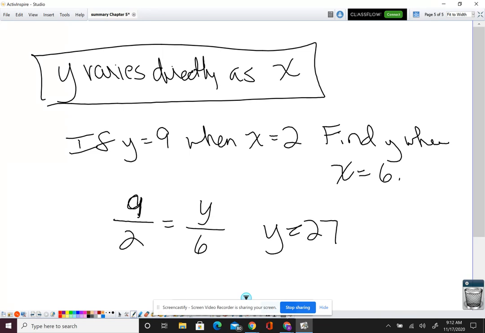Or you could go through the cross multiplications. 54 equals 2y. Divide by 2, y equals 27 that way. So those are the things that you're going to see on the test. Those are the things that you're going to need to do. Questions?